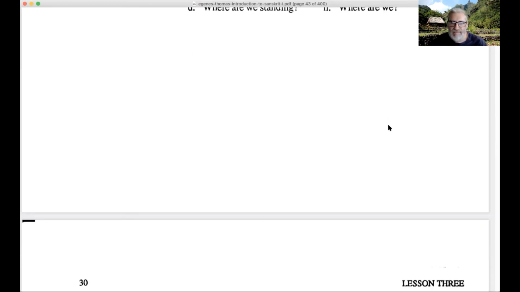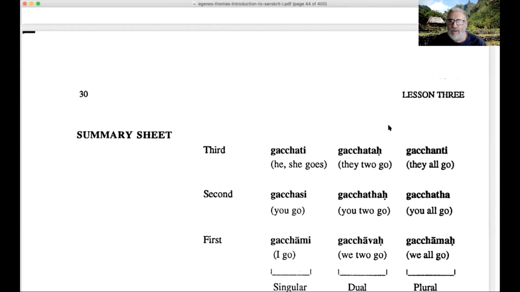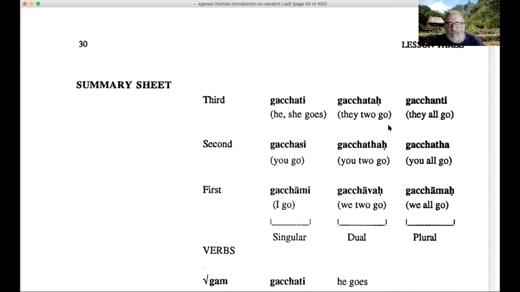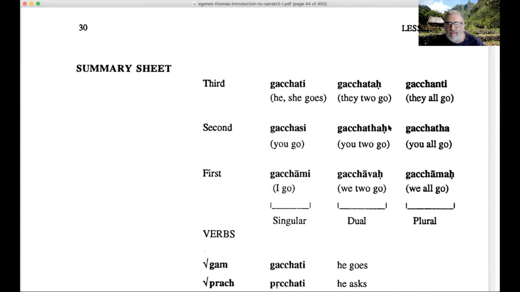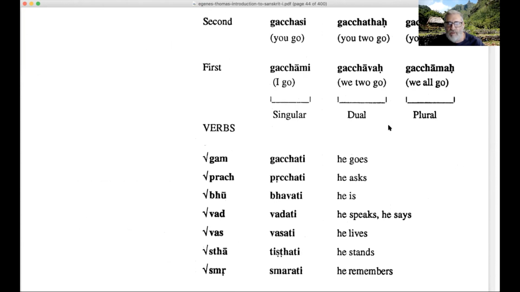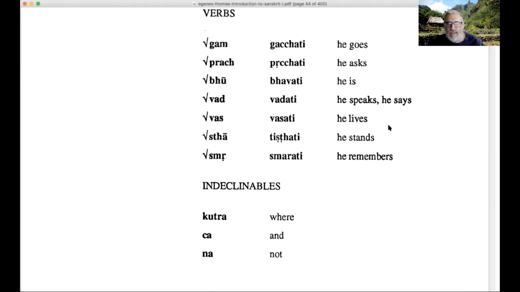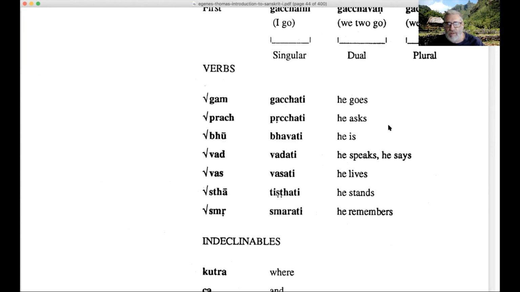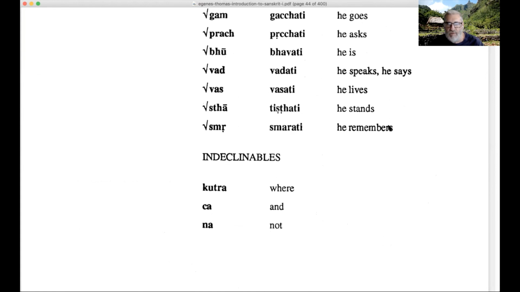We're at the end. Okay, summary sheet. Here's a summary sheet on page 30, which you can go over by yourself. It gives all of the verbs that we know. It gives all the indeclinables that we know. If you print out this sheet, you can then make all the sentences you like out of all the things that you know.